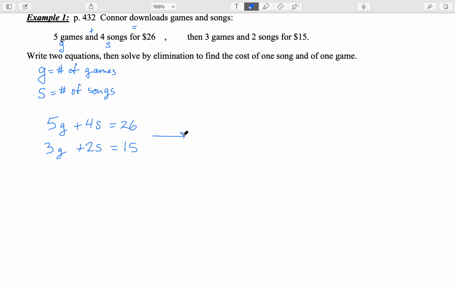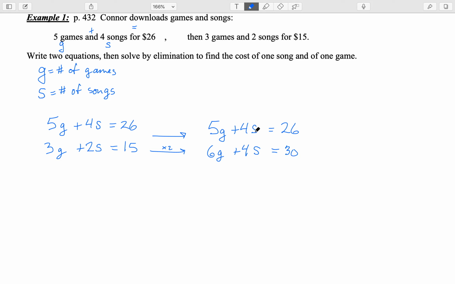So I'm just going to rewrite them over here. This one I'm going to leave. It's just 5G's plus 4S's is equal to 26. And this one I'm going to go times 2. I'm going to double everything. This is why it's super important to have them in the right order, right? So G's have to go underneath G's. Double it, this becomes 6G's plus 4S. There's the equal sign. And 15 doubled is 30.